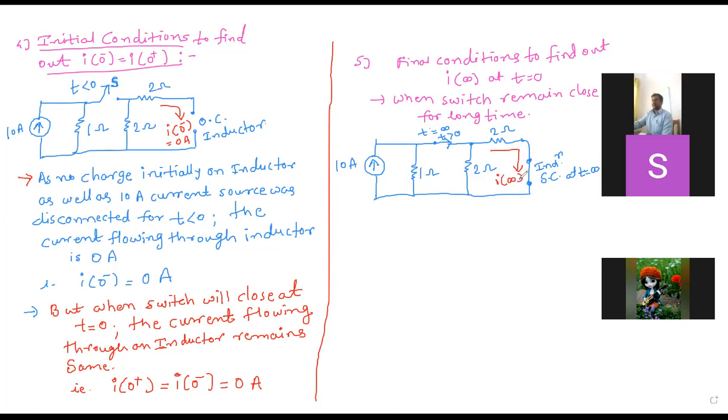So how to find this current now? Yes, anyone? There are two methods. One method is, this is the practical current source, you can convert it into a practical voltage source, and then apply nodal. So instead of that, I will apply the nodal analysis.